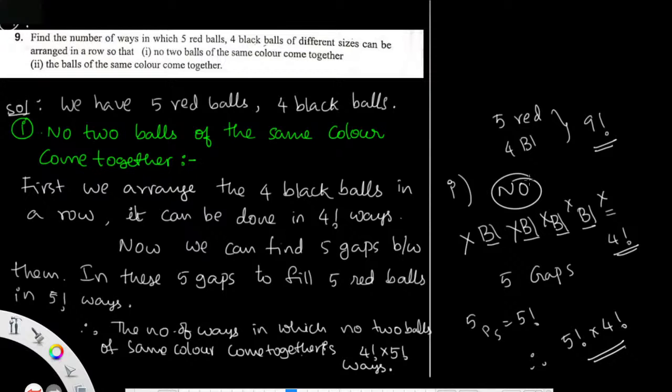No two balls of the same color come together means you should first arrange the black balls in a row. It can be done in how many ways? 4 factorial ways. Now how many gaps are there between them? 5 gaps. In these 5 gaps you can arrange the 5 red balls. That is 5P5, or in nPn, that is n factorial. So 5P5 is also 5 factorial. 5 balls in 5 places can be arranged in 5 factorial ways. So the total is 4 factorial into 5 factorial.